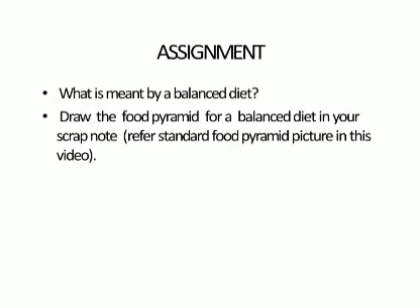Today's assignment is you have to write what is meant by a balanced diet in your homework note, and you have to draw the food pyramid for a balanced diet in your scrap note. For that, you have to refer to the standard food pyramid picture in this video.